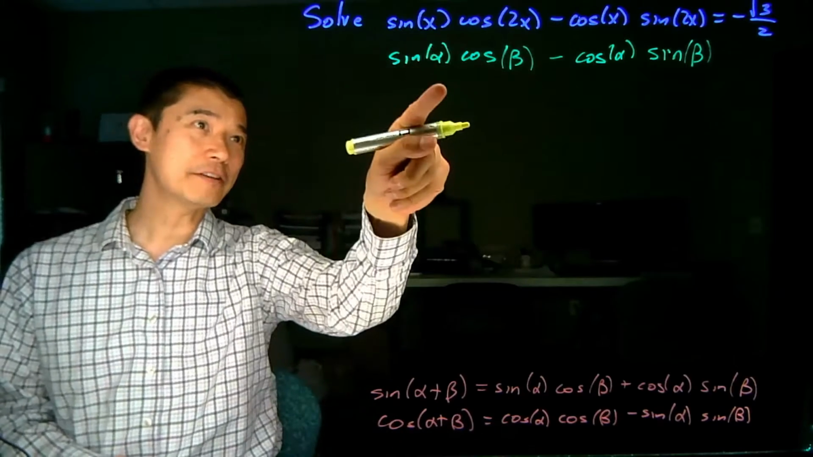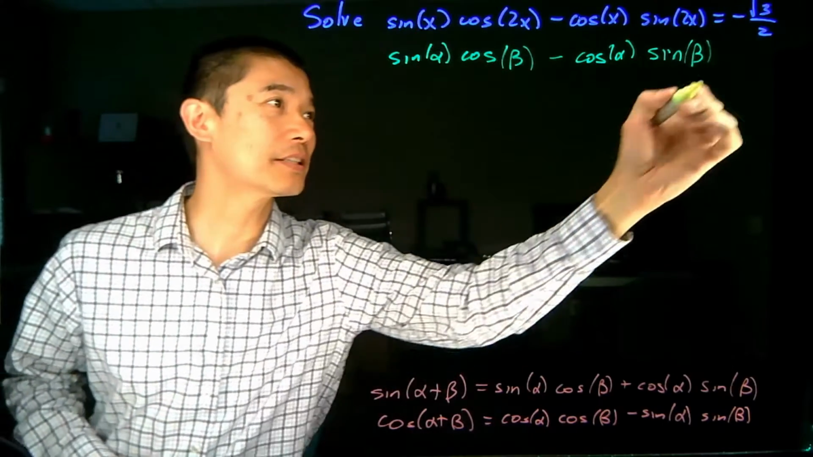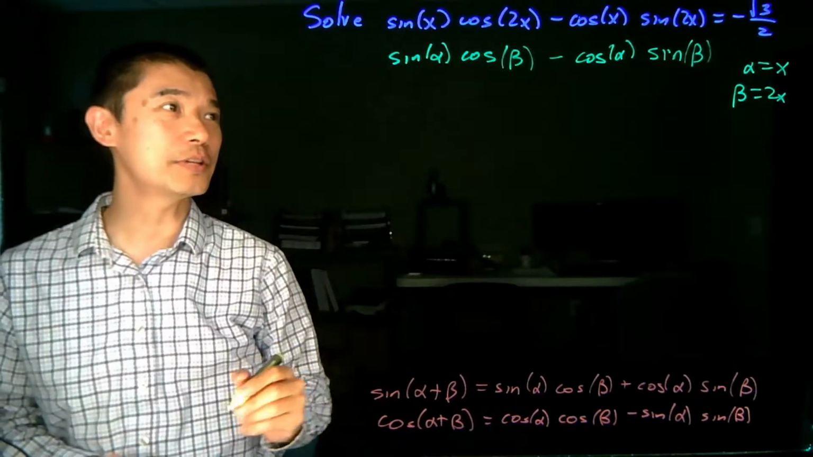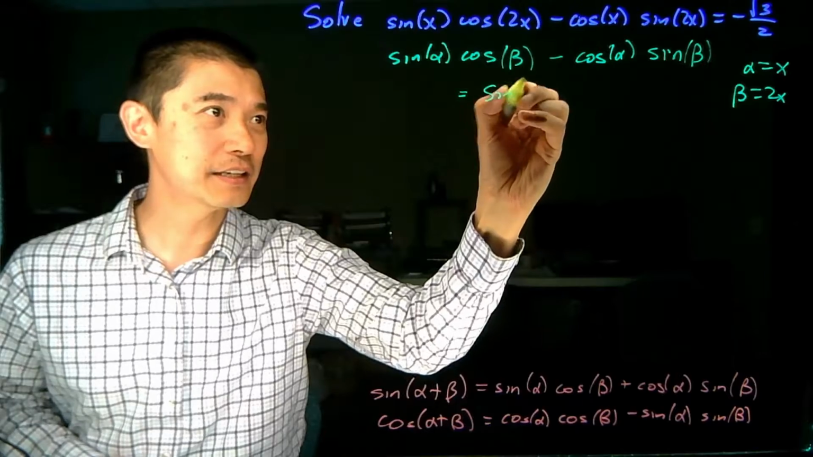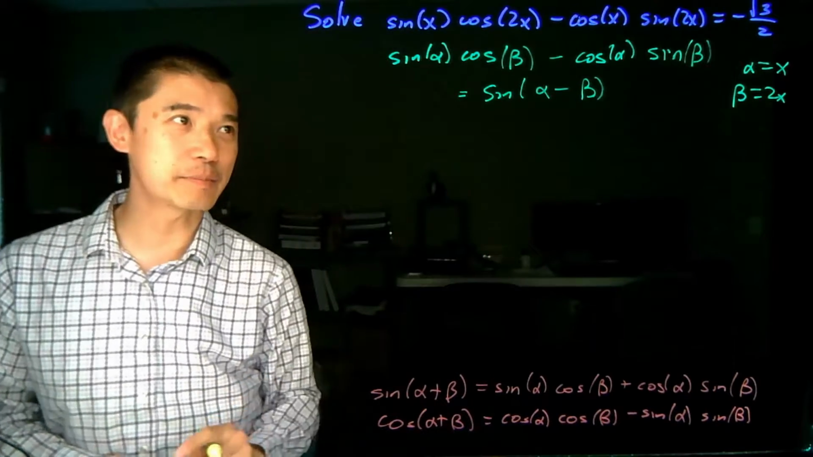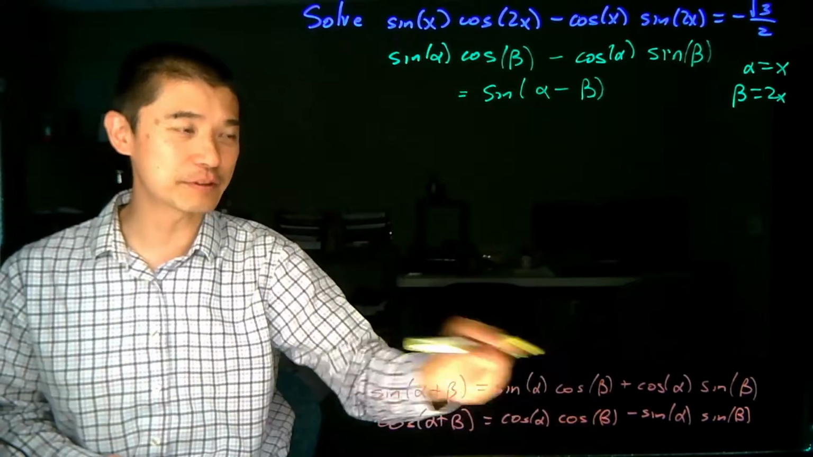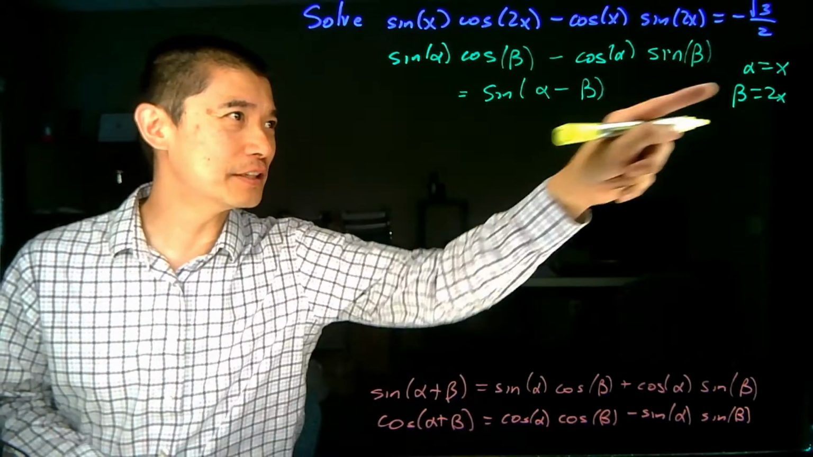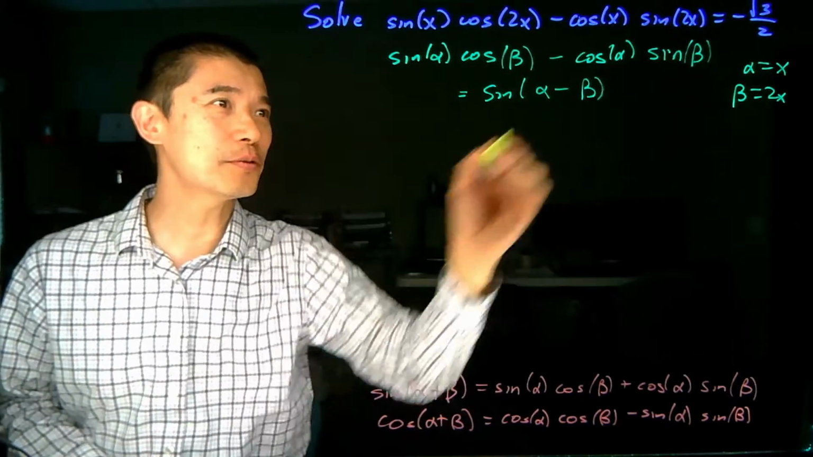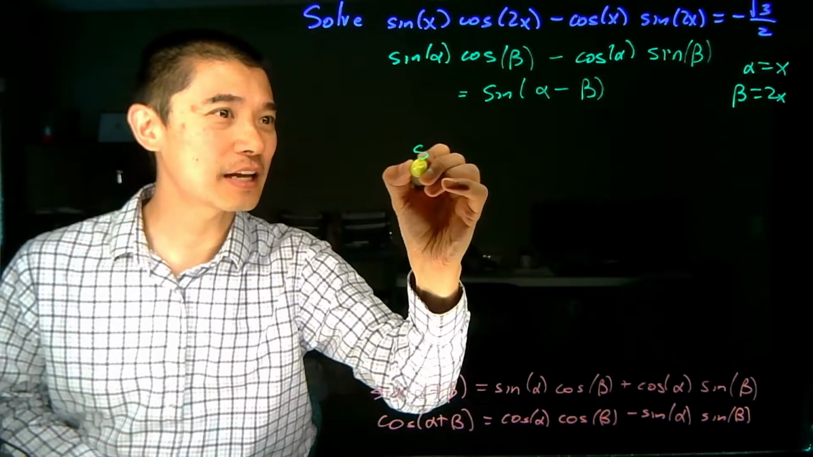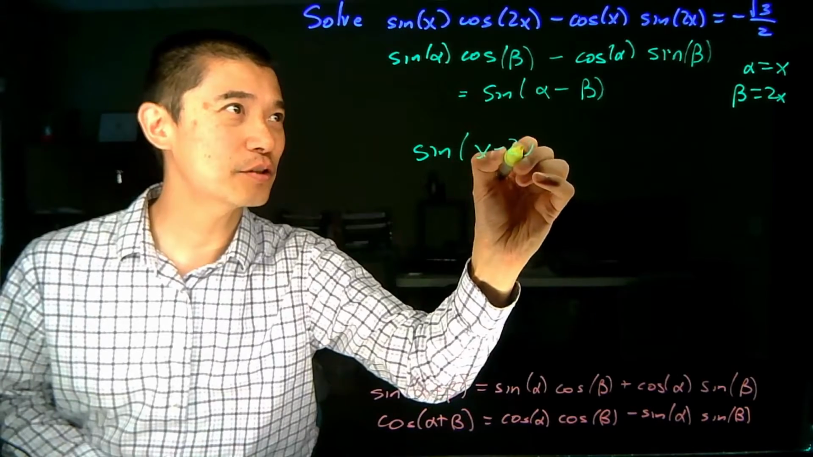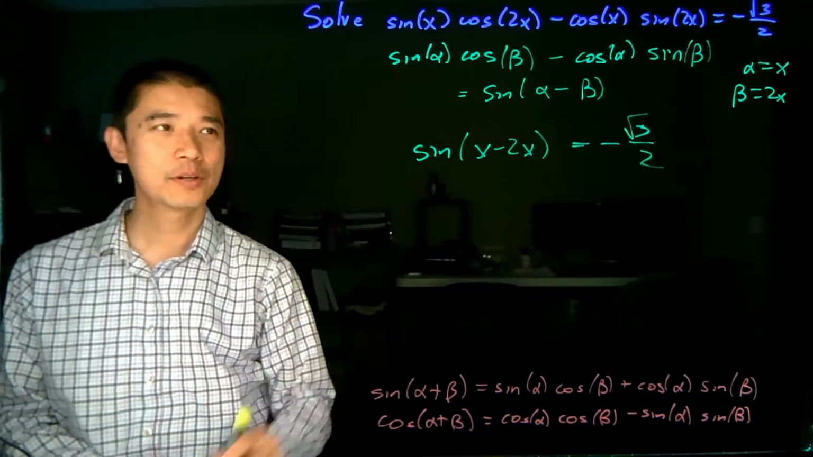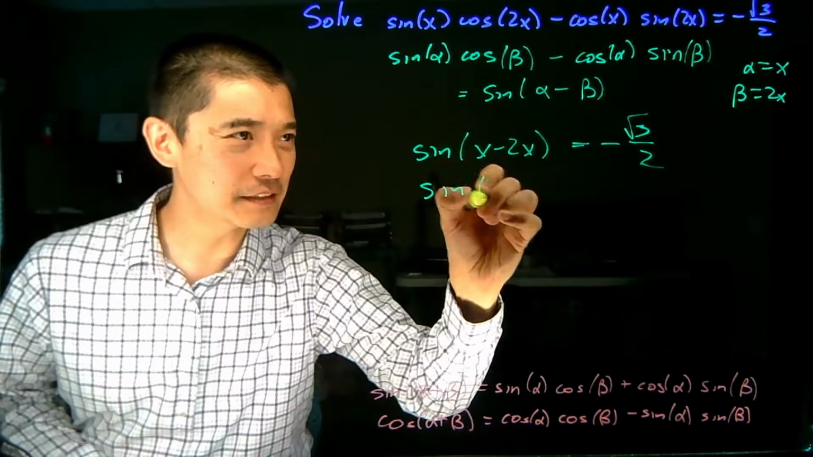Right, so we can see that alpha is x and beta is 2x. And that this whole thing is actually going to be equal to sine of alpha minus beta, right? Again, minus sign here because the sign's flipped relative to that formula. Okay, so we now know what this is, and we know that alpha is x and beta is 2x. So this whole thing becomes sine of x minus 2x is equal to negative square root of 3 over 2. Well, x minus 2x, that's sine of negative x.